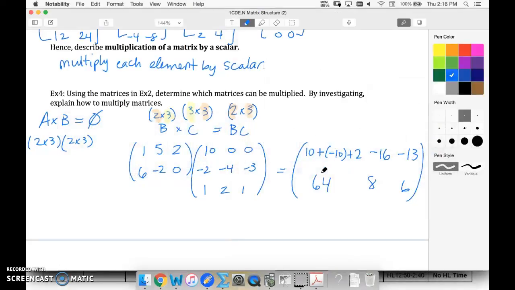If you look in the typed up version of the notes, I've written out the multiplication of matrices in sort of a general formula, which may be interesting for you to think about and look at.